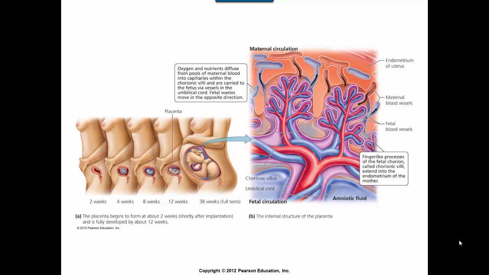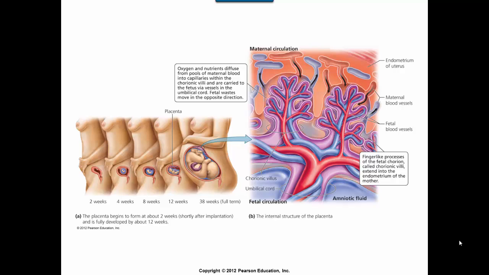This shows the exchange that the placenta provides, wherein oxygen and nutrients diffuse from pools of maternal blood into the capillaries within the chorionic villi, carried to the fetus via blood vessels in the umbilical cord. Fetal waste moves in the opposite direction back to the maternal blood. Under normal conditions, there is no mixing of maternal and fetal blood. All exchanges occur across the capillary walls.